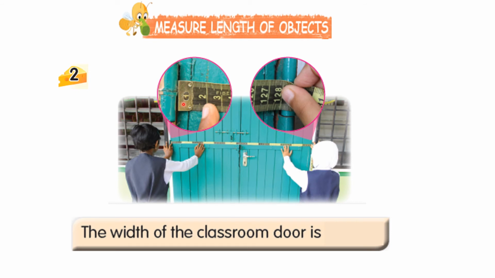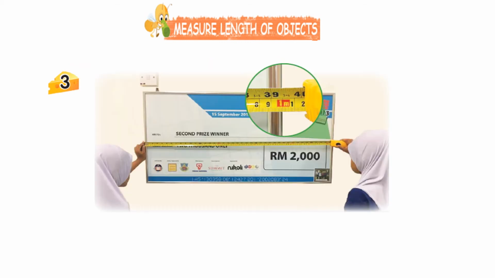They are using measuring tape. And this is the end, the end of the classroom door width. So, as you can see here, the width of the classroom door is 128 centimeters. Next, we are going to measure the length of this frame.